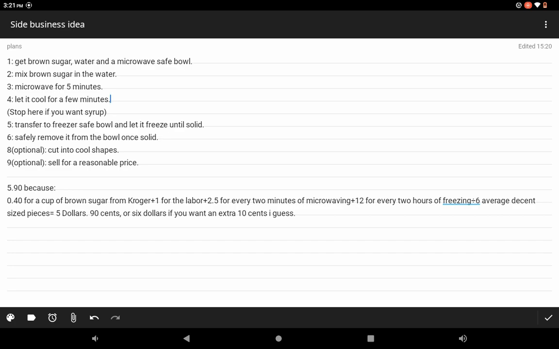Stop here if you want syrup. 5. Transfer to freezer safe bowl and let it freeze until solid. 6. Safely remove the bowl once solid. 8. Optional. Cut into cool shapes.